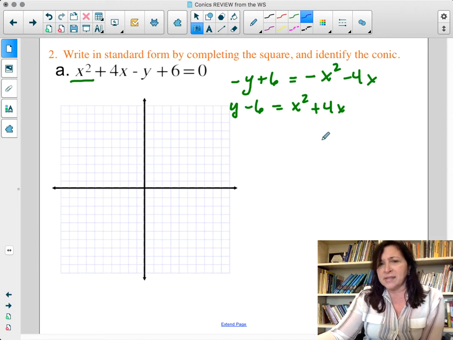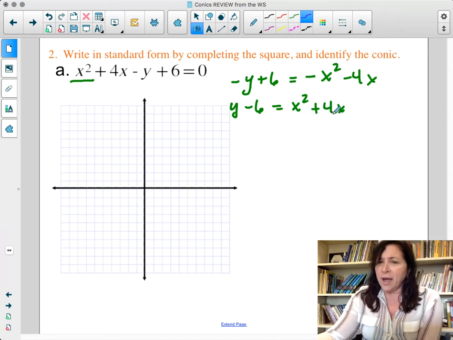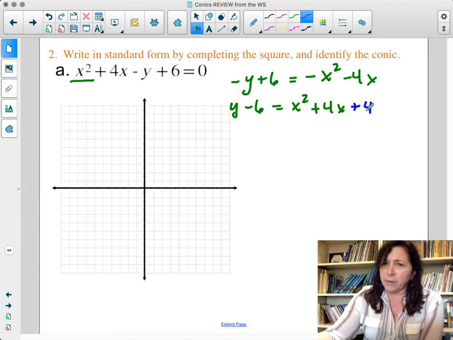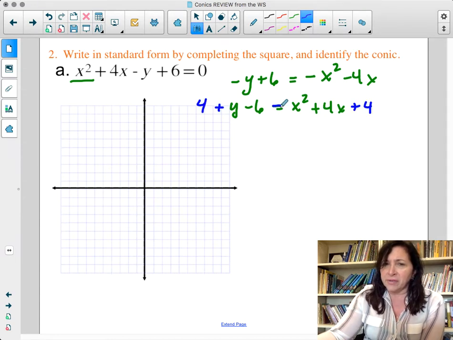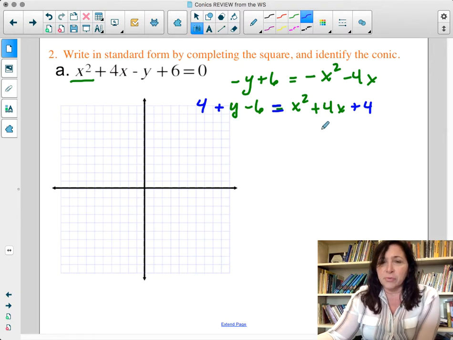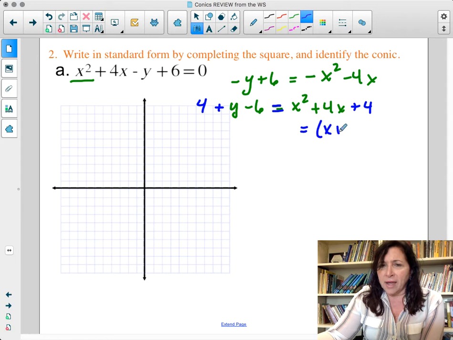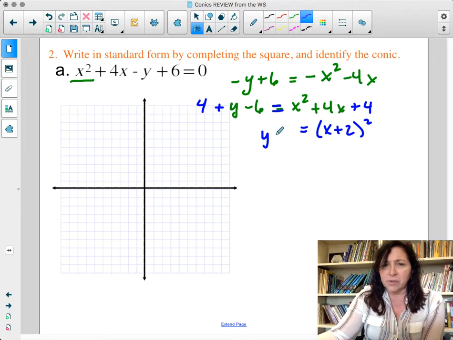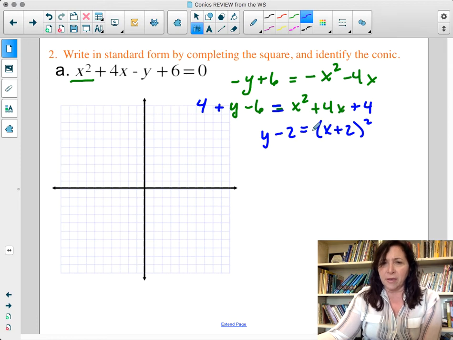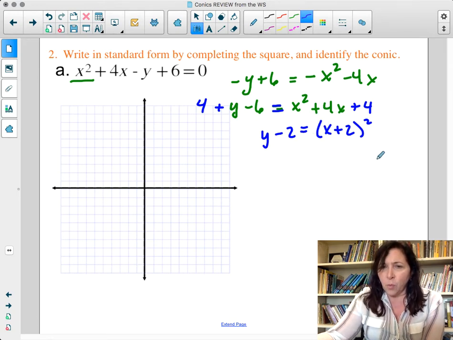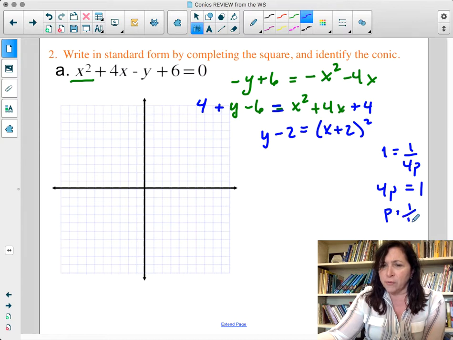Now, what I notice is that I do need to complete the square. So half of 4 is 2, and 2 squared is 4. Remember, if you add one value to one side, because it is an equation, you have to do the same thing to both sides. On the right-hand side, you've got x plus 2 quantity squared, that factors. On the left, I get 4 minus 6, which is -2. It actually doesn't look like I have a value in here, but that 1 is equal to 1 over 4p, which means that 4p is equal to 1, so p equals 1 over 4.